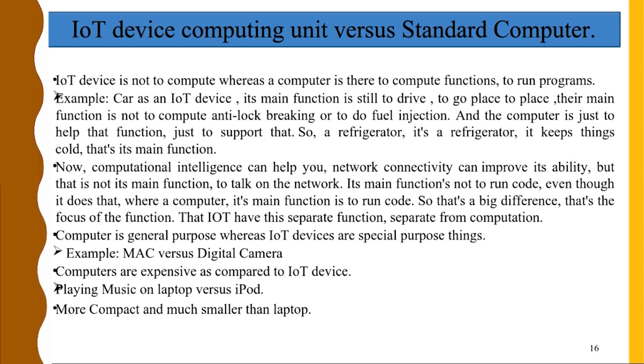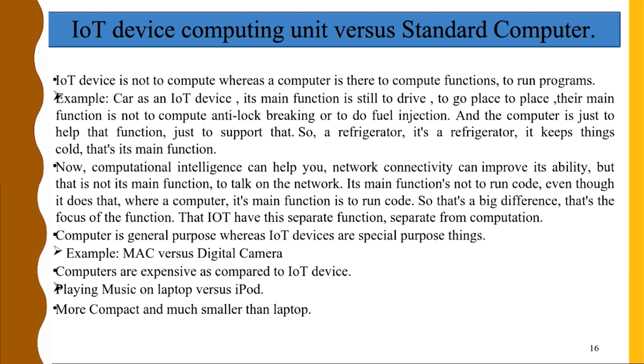If we talk about a car, the main function of the car will never be computing. Its main function is still to drive. Though it will have computing capability, that computing capability will be required on and off. It will not always be required, but the main thing required is that the car must be capable of driving, right? So the main task of the things in Internet of Things is not to compute, right?